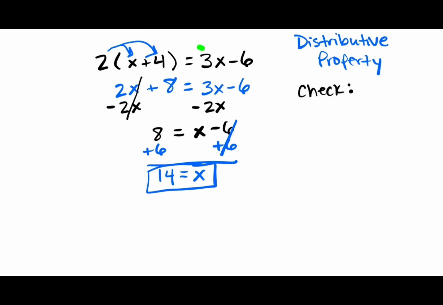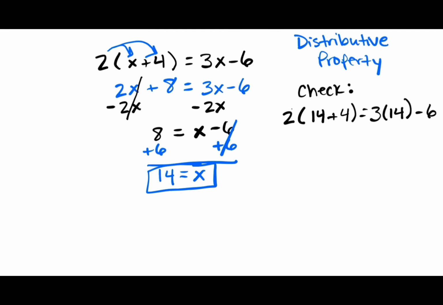Now let's go ahead and check this to make sure that we're correct. So in order to check it, we're going to go back to our original equation that we started with here, and we're going to plug in our new x value, which equals 14, to wherever we see x in the equation. So I'm going to go ahead and write it over here. So we have 2 parentheses, x, now we know that's 14, plus 4, equals 3x, and the x is 14, minus 6. Now I'm going to go ahead and just solve.